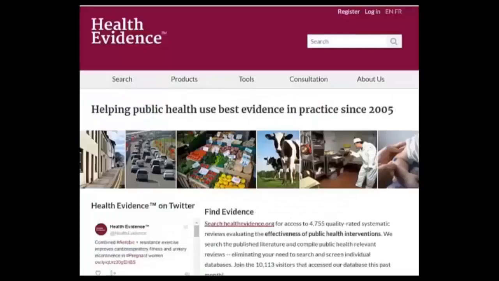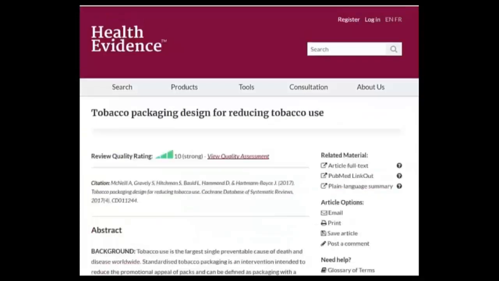We're now showing you Health Evidence, which is the database designed to support public health decision makers to make decisions about the health of populations. Does this mass media campaign work better than another one to stop people from smoking? That's the type of question that is answered with this database.